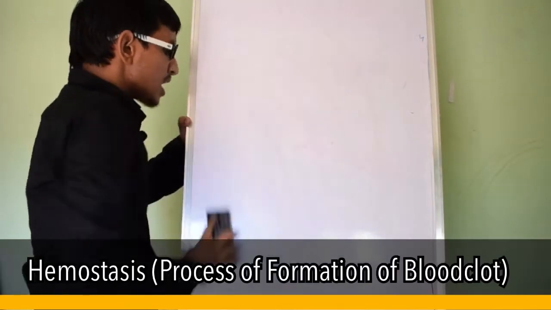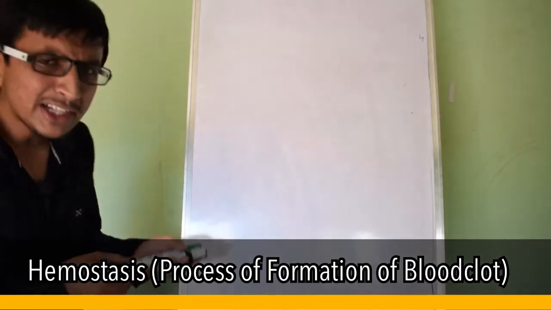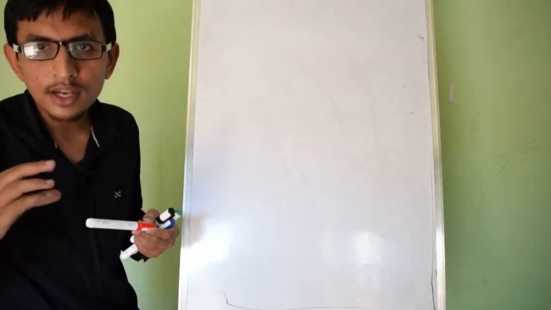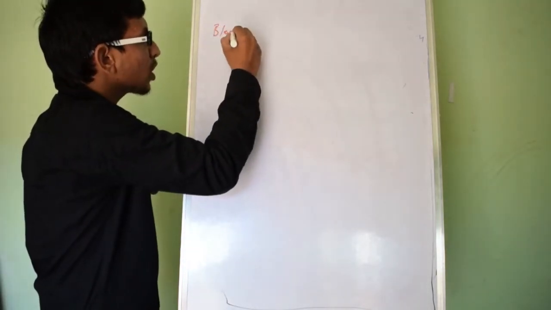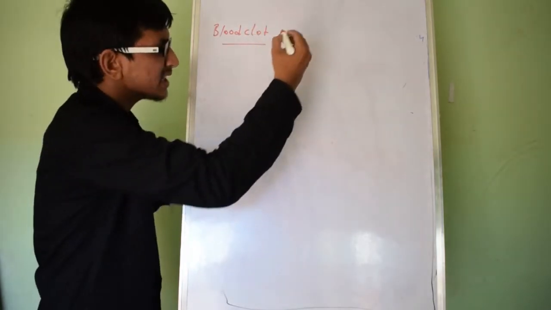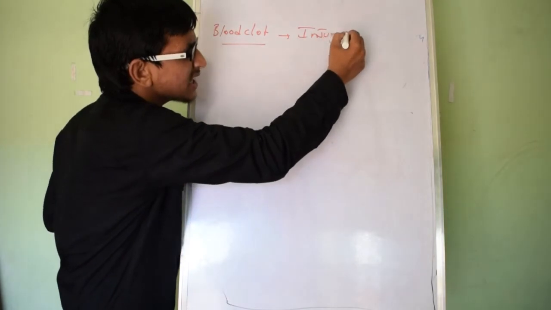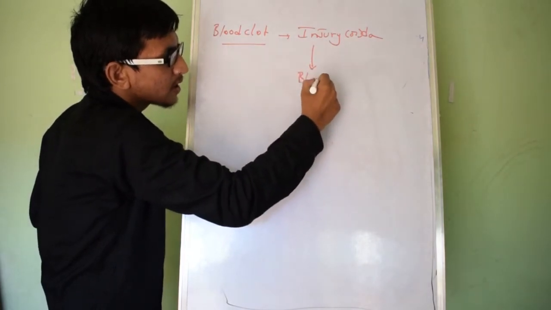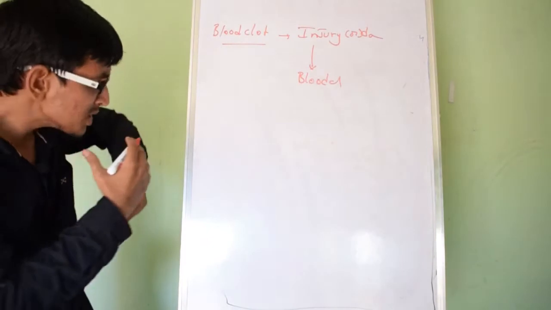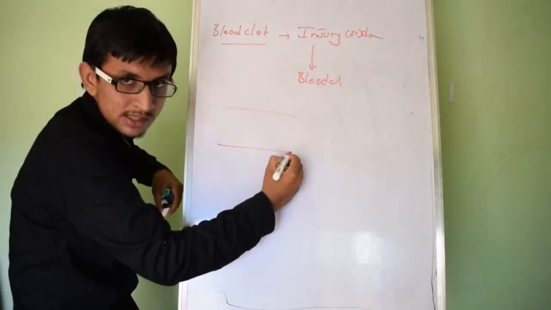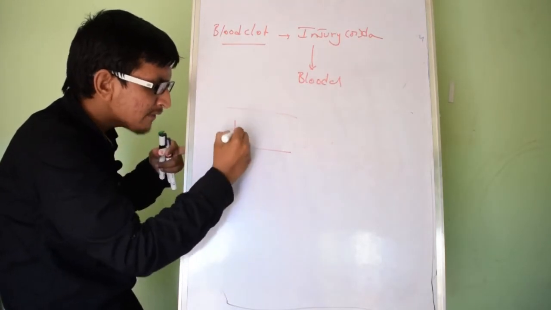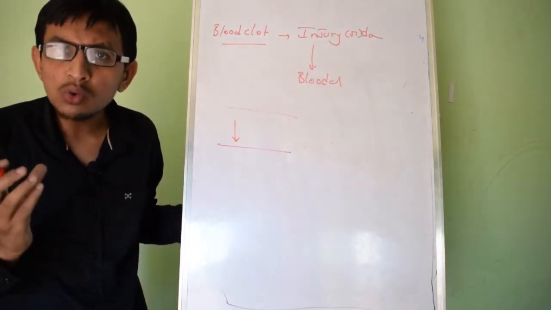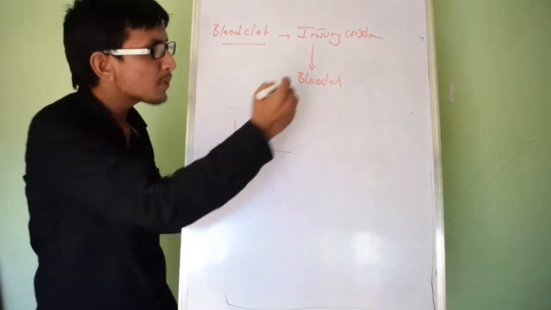Friends, usually blood clot is formed as a response to an injury to your circulatory system. If you really want to form a blood clot, first of all you require an injury. Whenever there is an injury or damage to your circulatory system, then you can form a blood clot. So I want to separate one of my medium sized blood vessels and apply an injury onto it. I will show you how this blood vessel forms a blood clot in response to this injury.